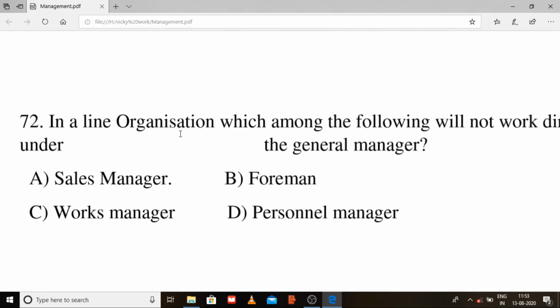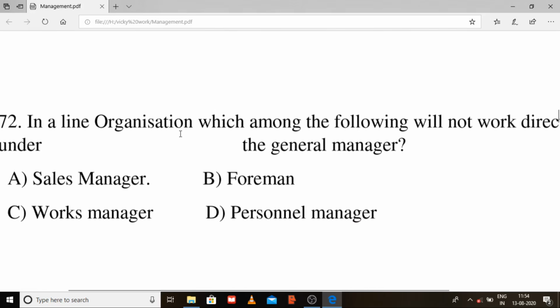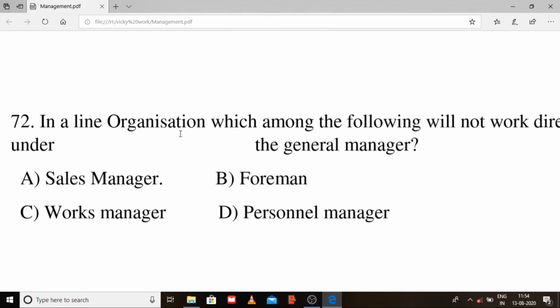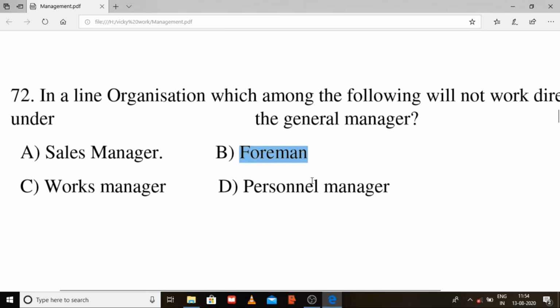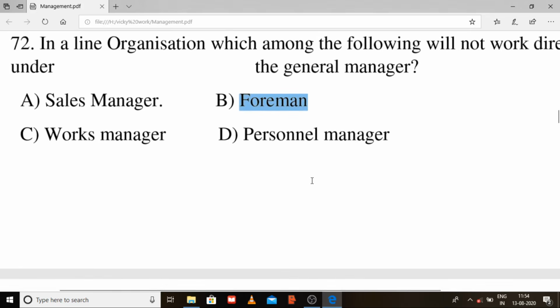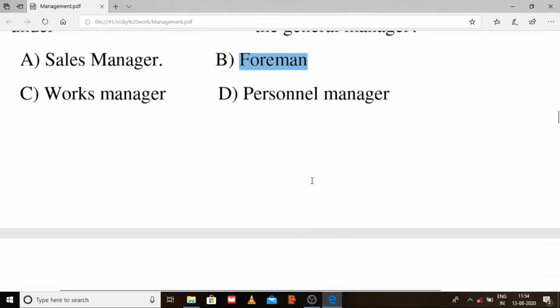72. In a line organization, which among the following will not work directly under the general manager? Sales manager, foreman, works manager, personnel manager. Option B is the right answer because the rest of the options are all managers. Foreman is at a lower level. So option B is the right answer.